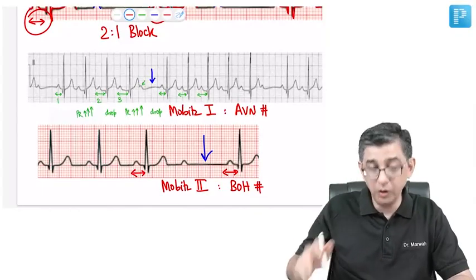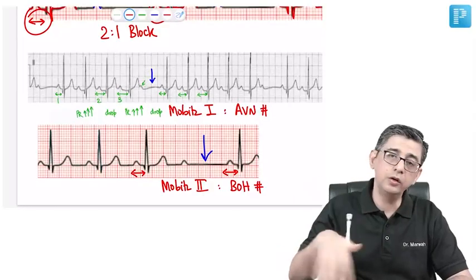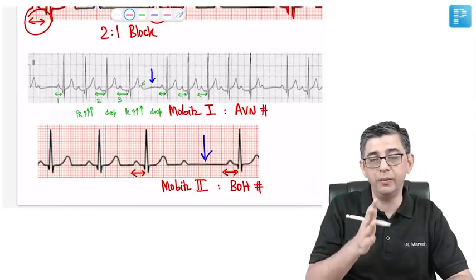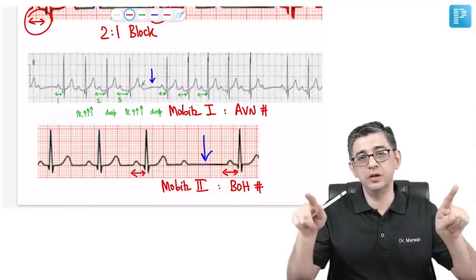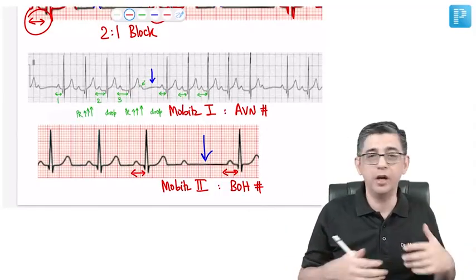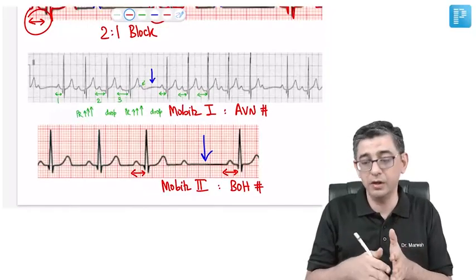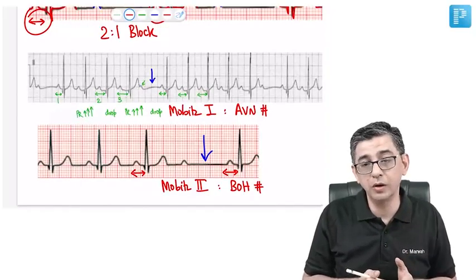Damage to the bundle of His is not called bundle branch block. Bundle branch block means damage to either the left fascicle or the right fascicle of the main central bundle of His. The bundle of His has two fascicles. If there's damage to the left fascicle, we call it left bundle branch block. Right fascicle damage, we call it right bundle branch block. But when the main bundle of His, the central one, is affected, that is Mobitz 2 heart block.